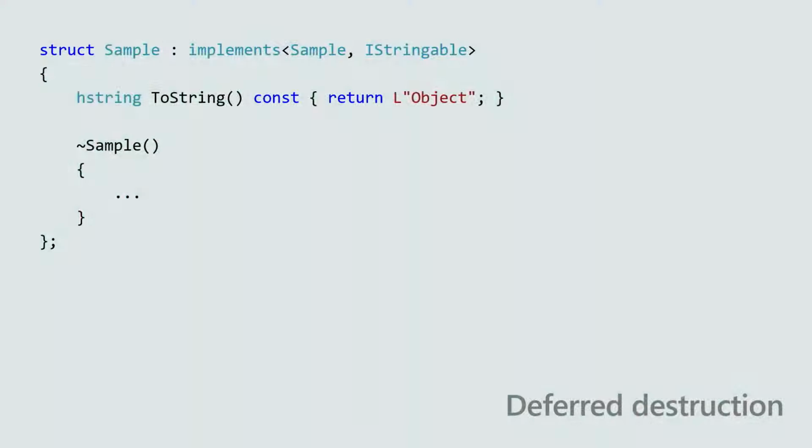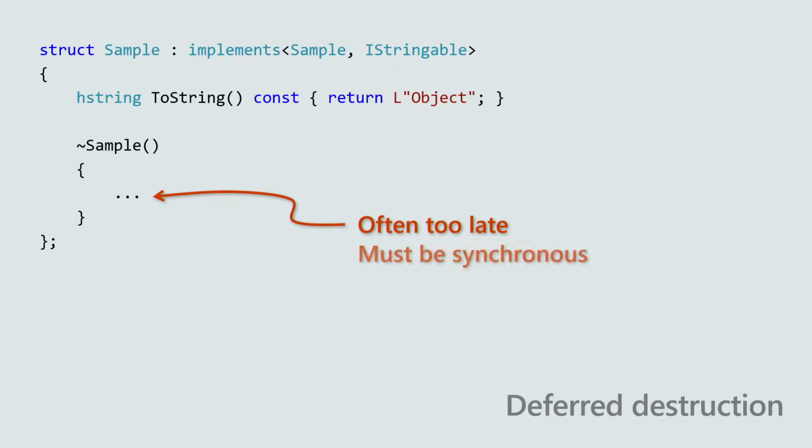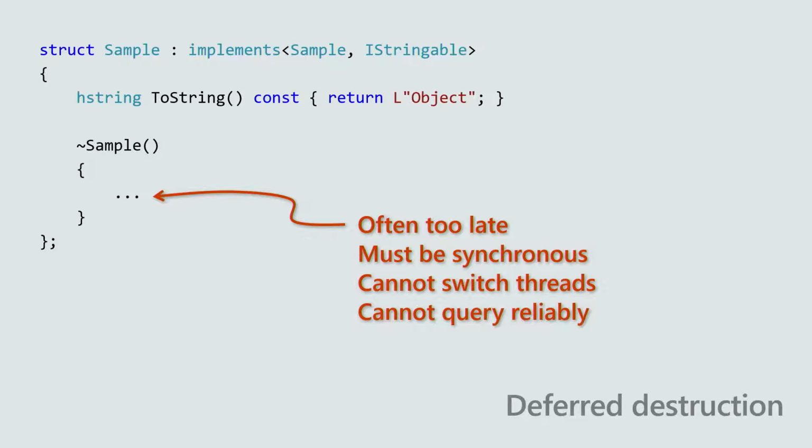A pretty advanced feature that we've added with 2.0 is deferred destruction. This solves a number of problems with teardown, with shutdown. So imagine a simple implementation again, and in the destructor, it's often too late to do anything interesting. For one thing, the destructor is synchronous. You cannot actually switch threads, get anything done on another thread. You cannot do anything asynchronous at all. And finally, you cannot reliably query for anything.